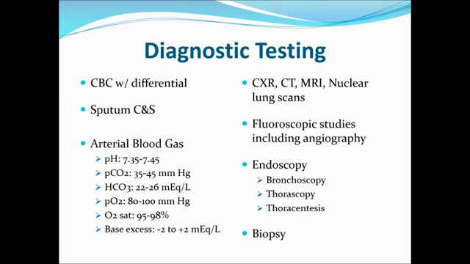Fluoroscopic studies, including angiography, are going to look at structure and at blood flow. With endoscopy, we can do a bronchoscopy where they go down, similar to an EGD, except instead of going down the esophagus, we're going down the trachea and into the bronchi. We can do a thoracoscopy where they make an incision into the chest cavity and go in with a scope to see what's going on external to the lungs. And thoracentesis is a procedure used to drain excess lung fluid that accumulates and might be contributing to a patient's shortness of breath.